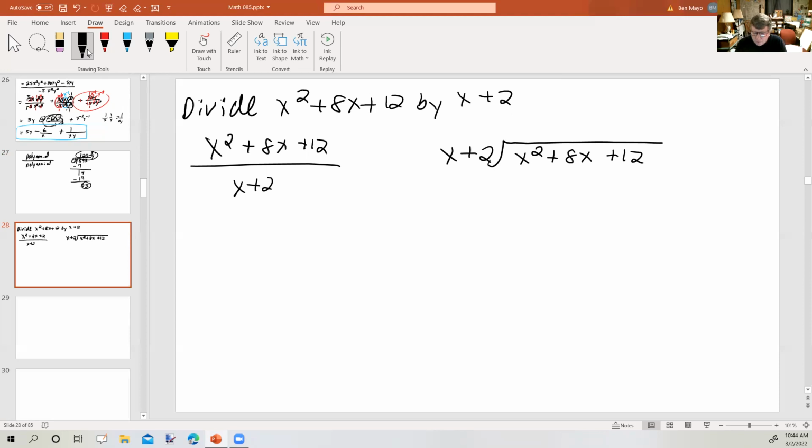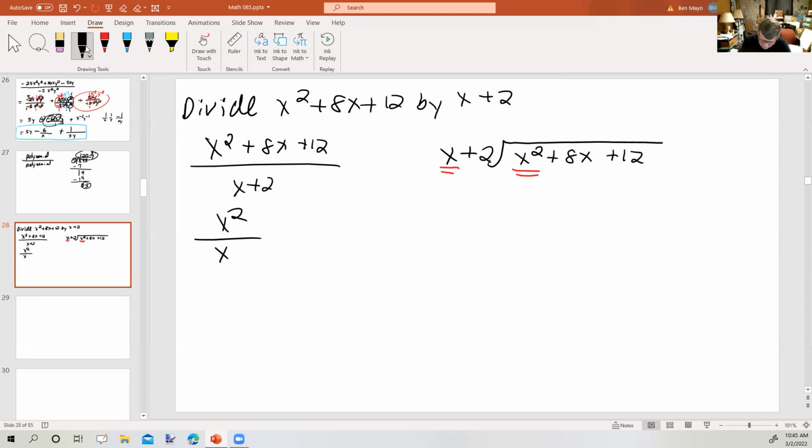Now, first of all, I want the dividend, the number that's inside, to be in descending powers. And it is x squared plus 8x plus 12. I also want the divisor, the quantity outside, to be in descending powers. And it is that as well, x plus 2. If it wasn't, we'd move things around to make it so. All right. Now we're going to focus on the leading term inside and the leading term outside. We're going to take the leading term inside and divide it by the leading term outside.